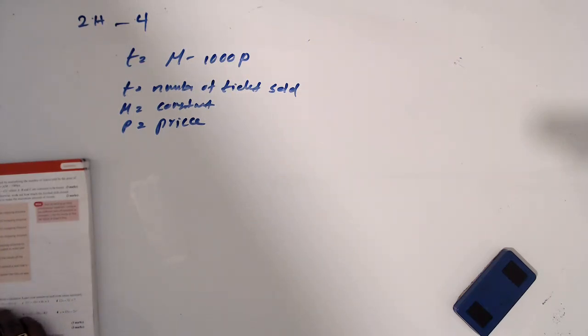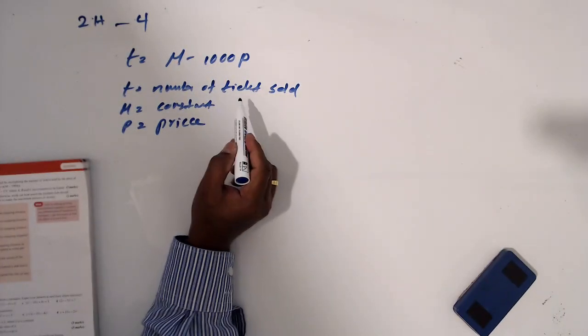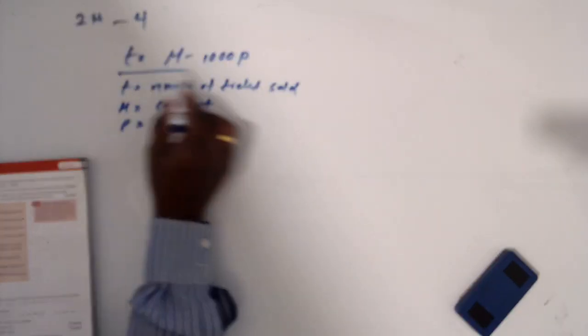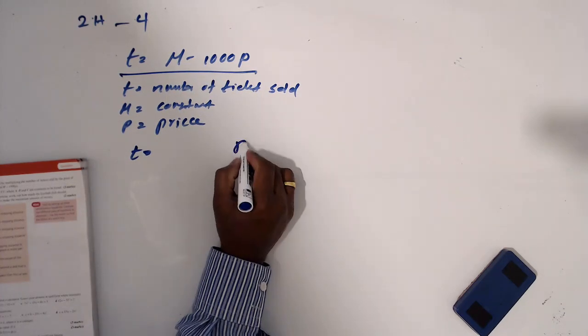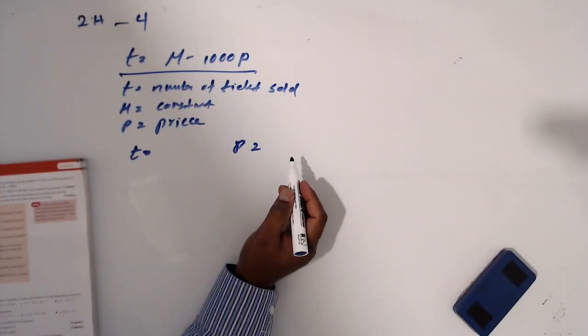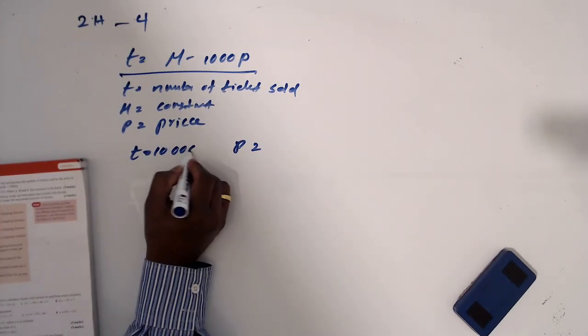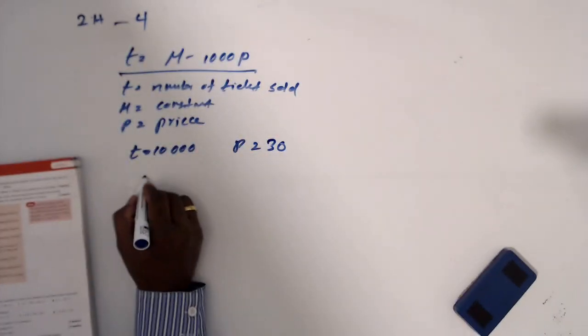Please read question number 4. We have this equation T equals M minus 1000P. T is the number of tickets sold, M is a constant, P is the price. To find this model, we have to find this constant. Then they should give T and P to work out this constant. T is 10,000 at price 30, so I'll substitute those values here.